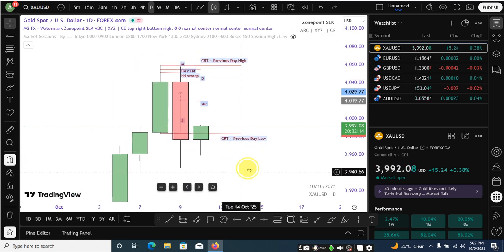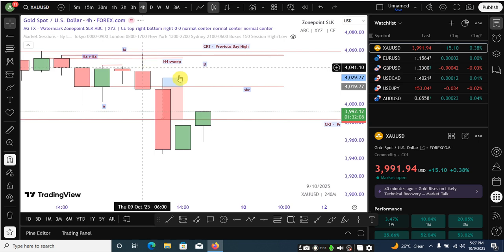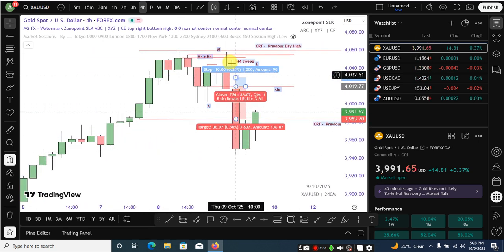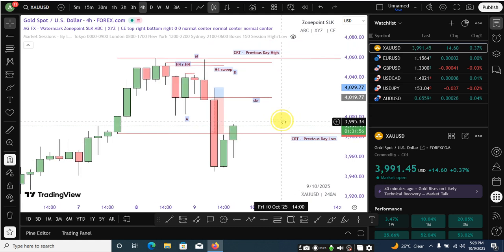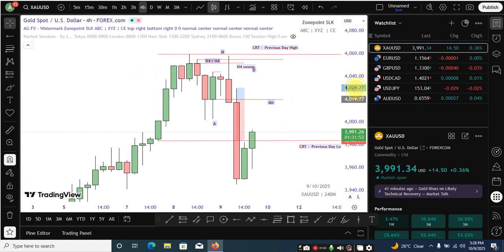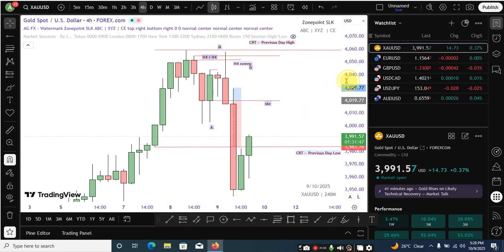That's what I did, and I moved to where? To 4 hours. So on 4 hours, what did I want to see? I want to see the candle that opened inside this range, where it swept from. Did it sweep from the low or did it sweep from the high? So now that the price opened from this upper part here, I know it's trying to come to this down part here, right?